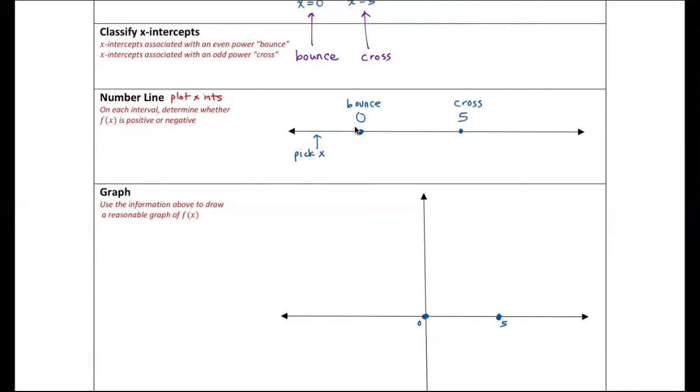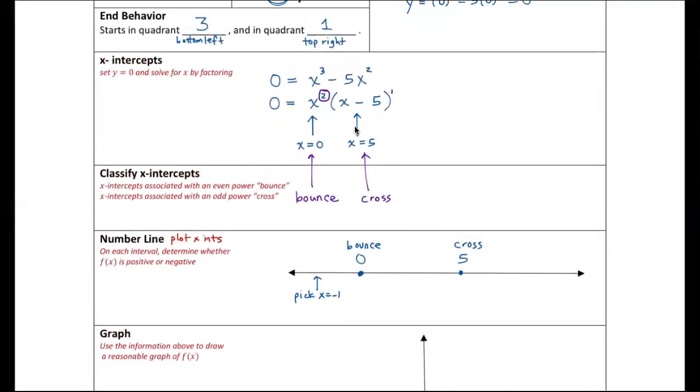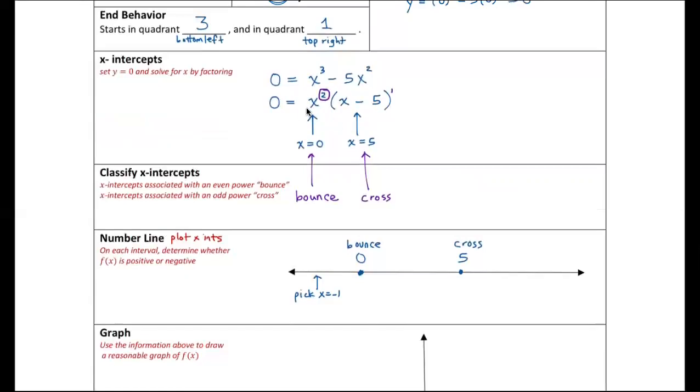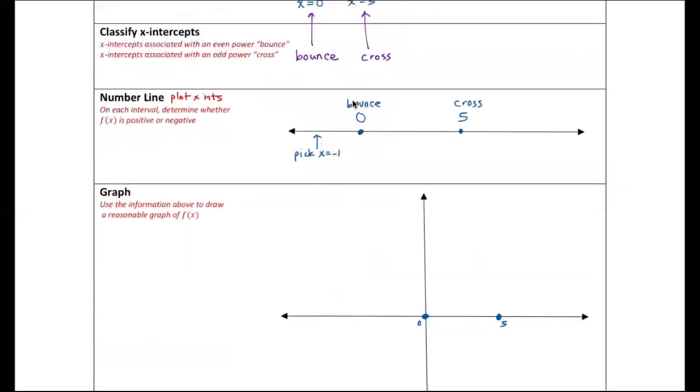Let's pick -1. And I always like to take -1 and plug it into the factored version right here, because then I don't have as much work to do, right? -1, square it, it's a positive number. -1 minus 5 gives me a negative number. So I really only have to do the sign analysis. I don't actually have to work out exactly what number it is. But I've got a positive times a negative. So in this interval here, it's going to be negative.